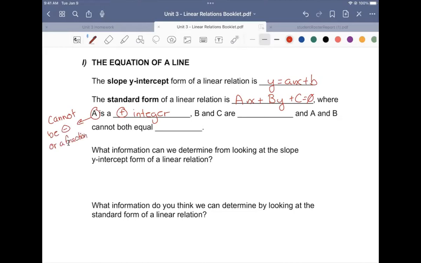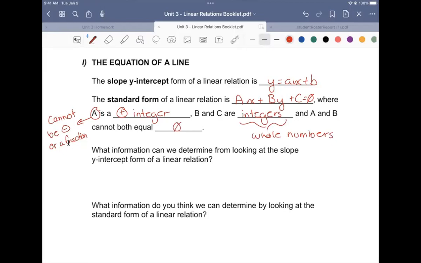If you get a negative number or a fraction, you are going to have to multiply the whole equation through to get rid of that negative or that fraction. B and C are just integers. Again, whole numbers only, doesn't matter if they're negative or positive. And A and B cannot both equal 0. They have to be there in some way or form.